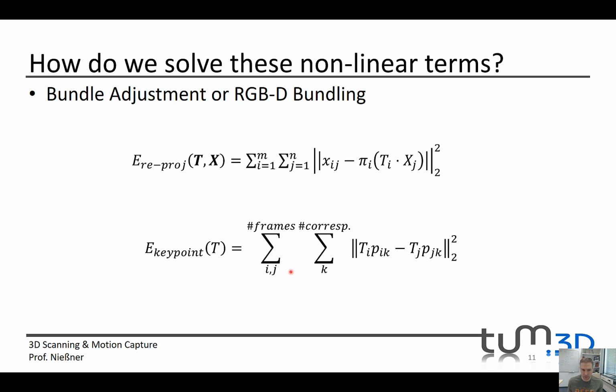But still we have two loops here. One goes over all frame pairs, one goes over the correspondences between each frame pair, and then we have a bunch of key point correspondences essentially that we have to minimize. And again, note that these are in three-dimensional space now, so we have three residuals in each of these loops.